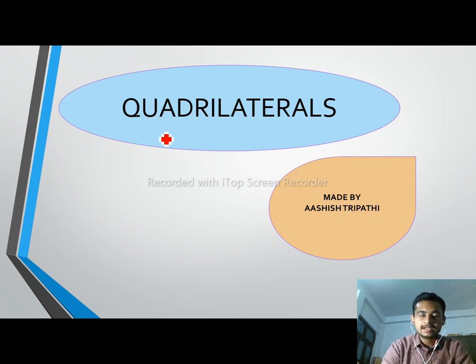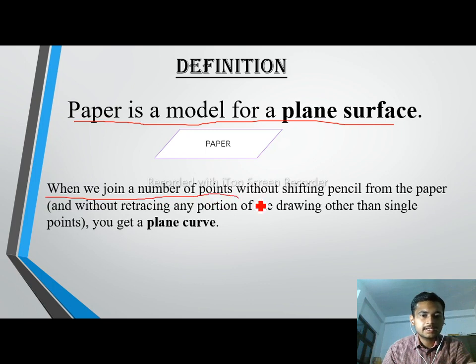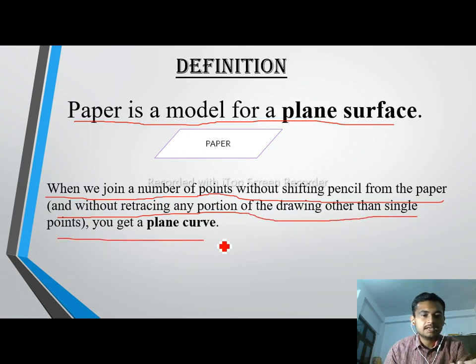Now let's start today's session. As we have already discussed about plane surfaces. What is a plane surface? For example, paper is a model for a plane surface. Then how do you know that it is a plane surface? When we join a number of points without shifting the pencil from the paper and without retracing any portion of the drawing other than single points, you get a plane curve.